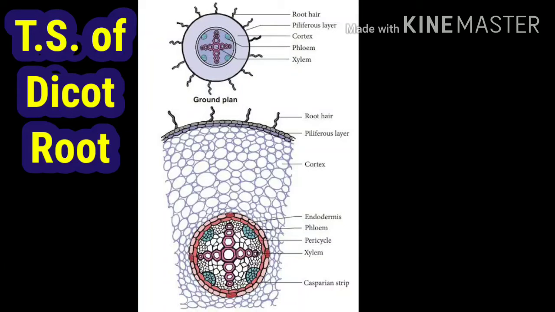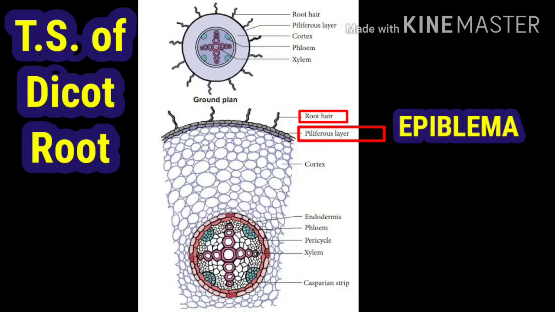Children, next we are going to study the internal structure of dicot root. Example, bean seed. In this structure, various parts are present. First we can see the epiblemma. It is outermost layer. Cuticle and stomata are absent. Unicellular root hairs are present. It is also known as rhizodermis or piliferous layer.